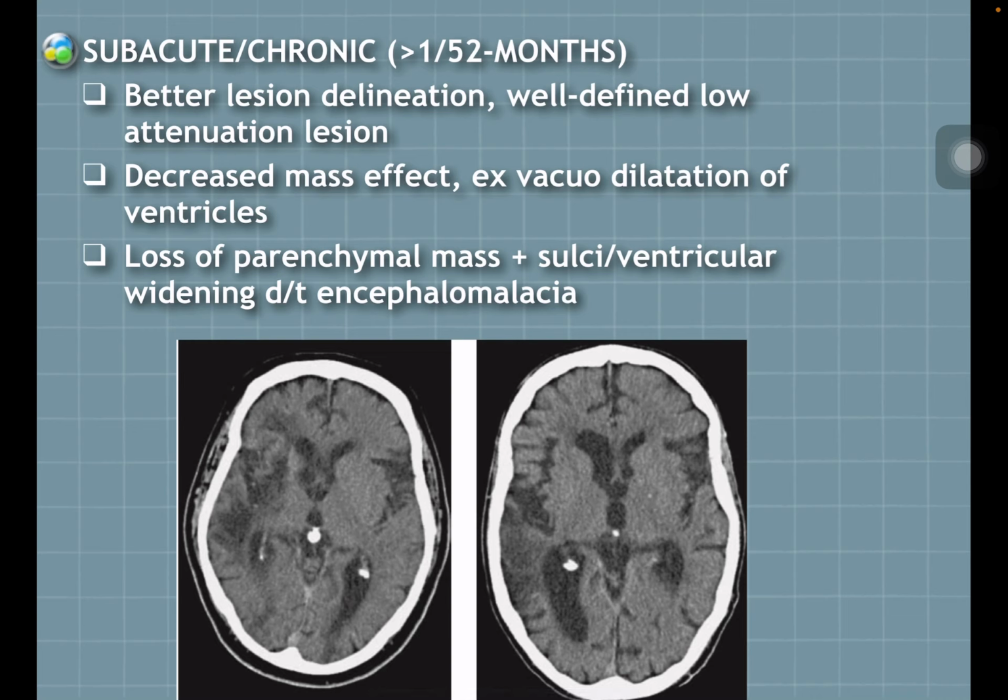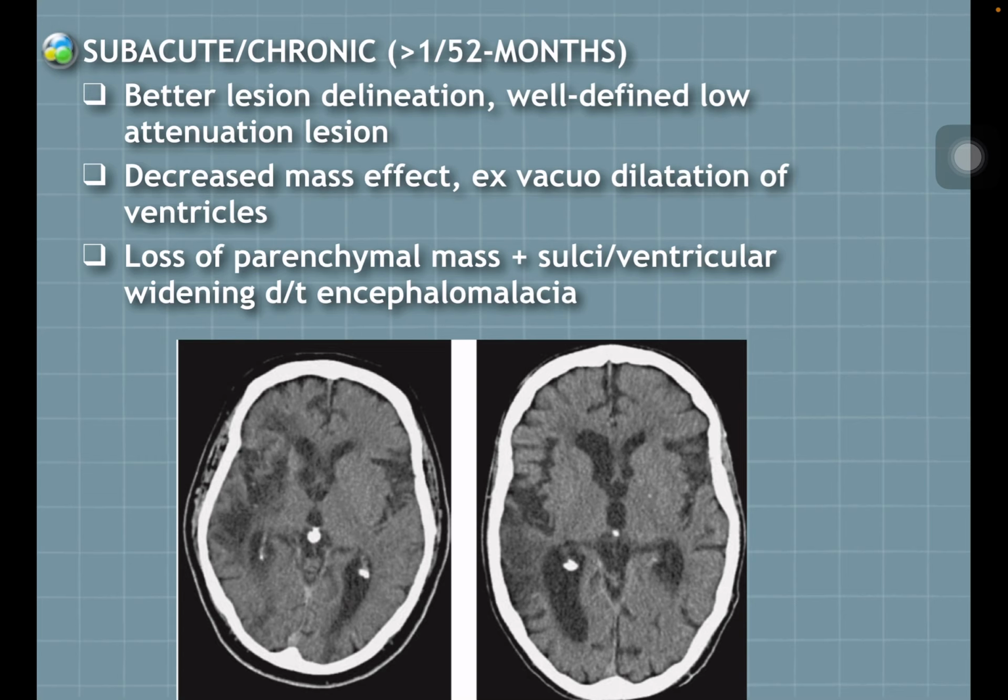So next, for subacute or chronic timing, more than 1 week to 2 months, we have a better lesion delineation from the hypodense lesion. We have better differentiation, a well-defined low attenuation lesion. There is a decreased mass effect and ex vacuo dilatation of the ventricle. The ventricle becomes much more prominent, and there is a loss of parenchymal mass with widening of the sulci and ventricles due to the encephalomalacia. Here is an example: chronic right MCA territory infarct.